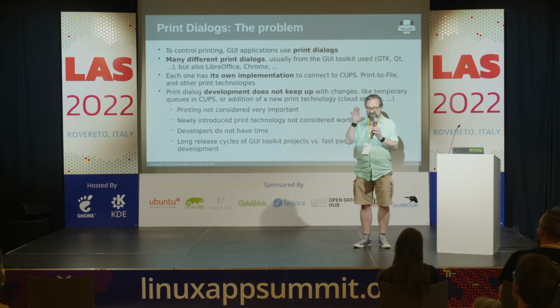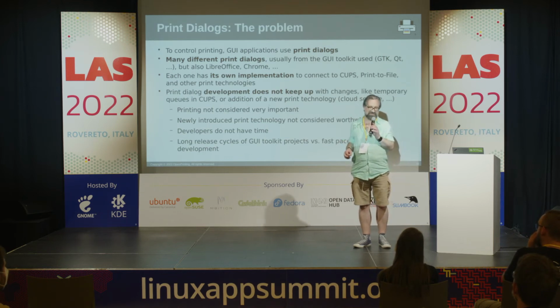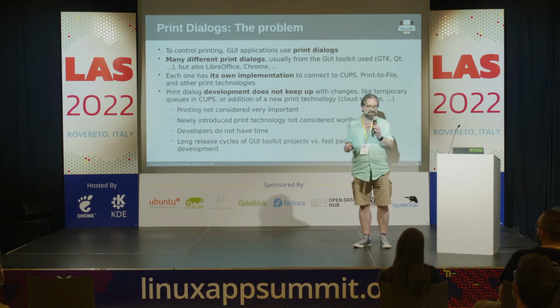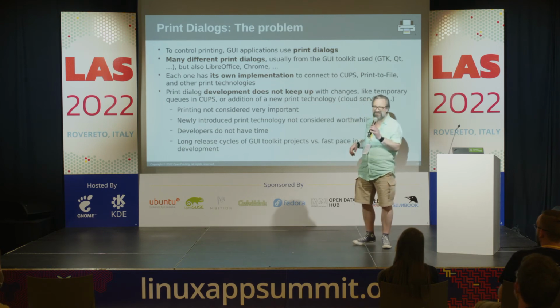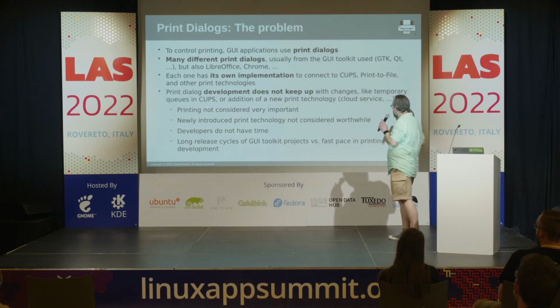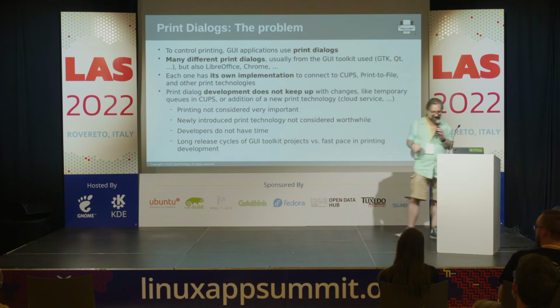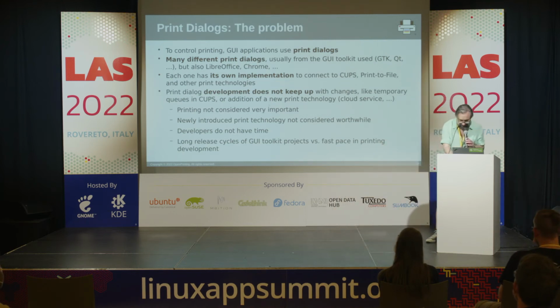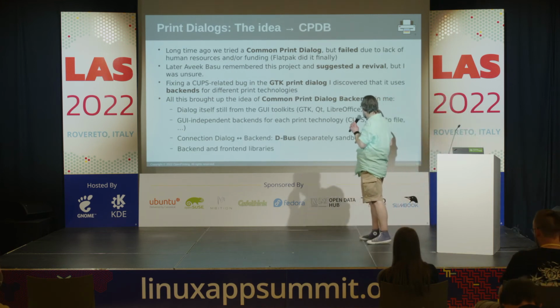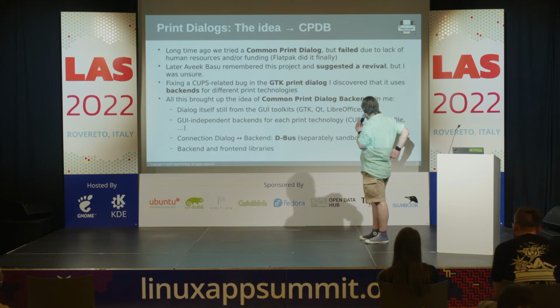And so the creators of the dialog, the GUI toolkit developers, do not need to keep pace with it, which is especially difficult because they have also rather long release cycles. There's low motivation to maintain the print dialog and so on. And so we separate this. And this we call the Common Print Dialog Backends. It was already developed in the Google Summer of Code 2017.